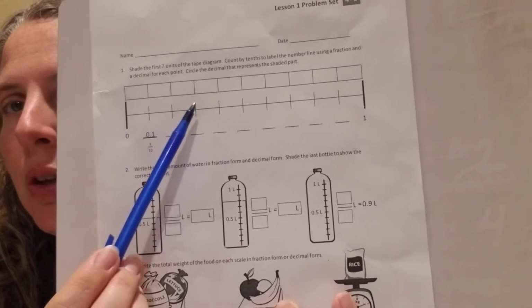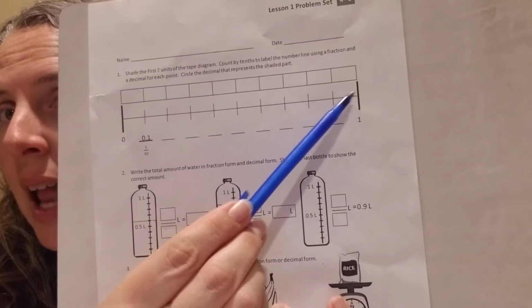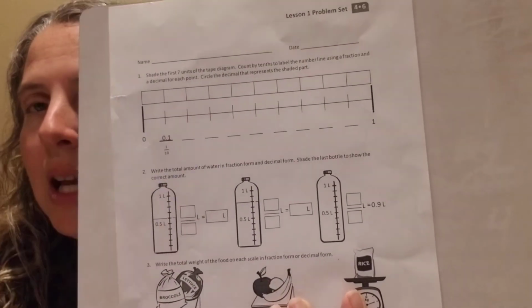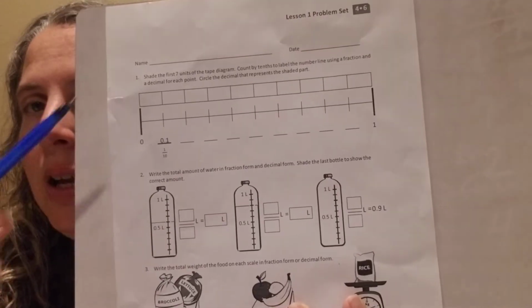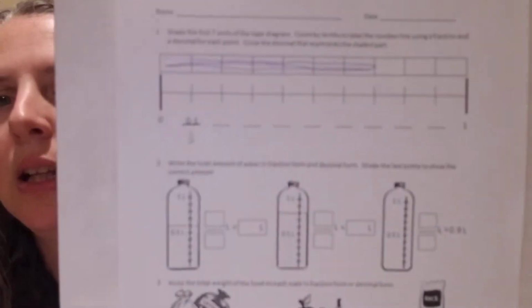1, 2, ... 10. There's 10 of them. So each one is 1/10. Okay, so we're going to start on the top. It says shade in the first 7 units. So just quickly do that. 1, 2, 3, 4, 5, 6, 7. Know where 7 is, and then just shade it in. Okay, I just did it like that.